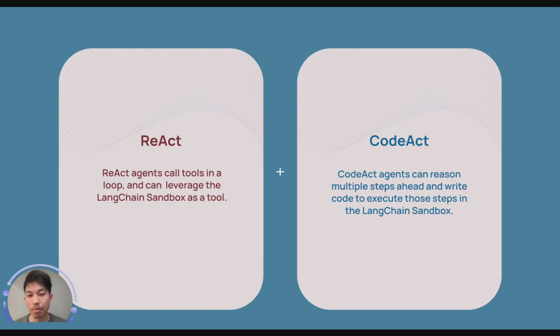There are a few common patterns to utilize arbitrary code execution in an LLM agent, and the two use cases we'll be showing off today are first, as a code execution tool in a React-style tool calling agent, and second, as the main execution environment in a CodeAct-style agent.